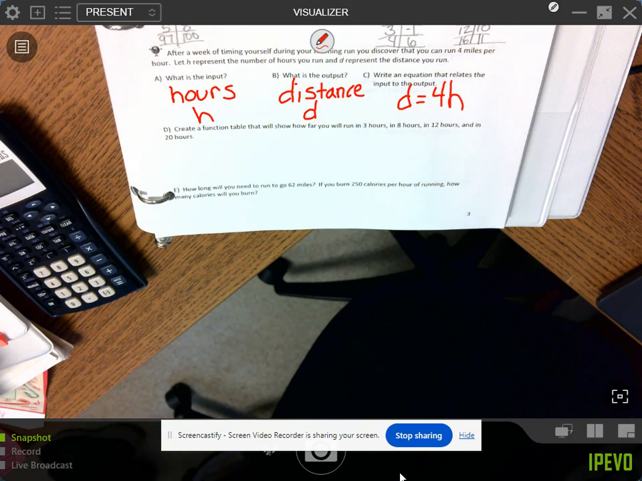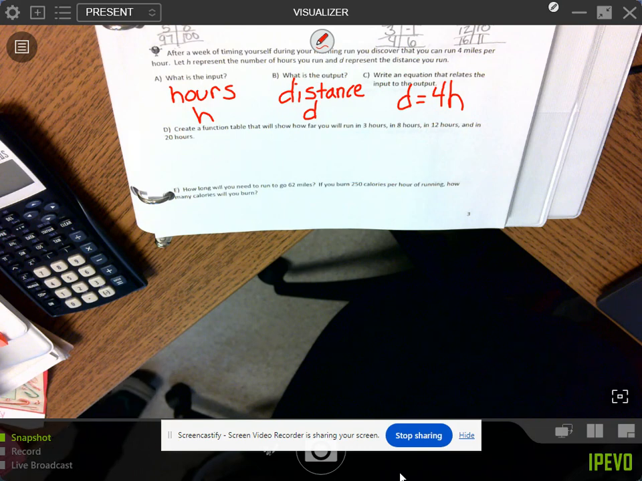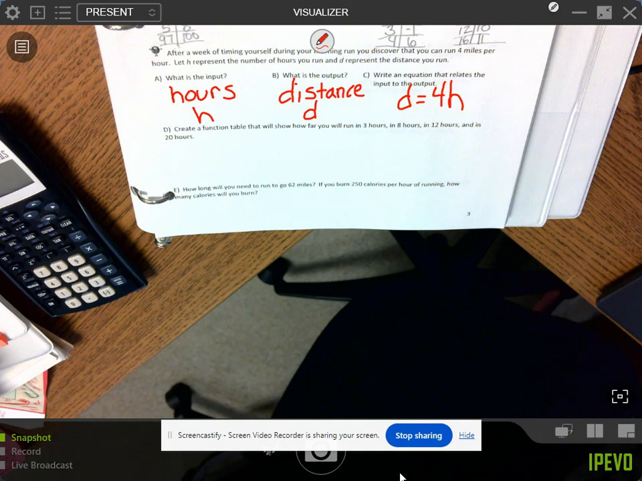What do you guys think? Show me your thumbs. Do you think our equation would be D equals 4H, or do you think it would be something else? Peyton, what do you think it would be? Yeah, I think it's yeah. Okay. So we can run 4 miles per hour. So every hour I run, I can go 4 miles. That's why we're multiplying. And that's going to give us our distance. 4 times those hours gives us our distance. That is absolutely correct.